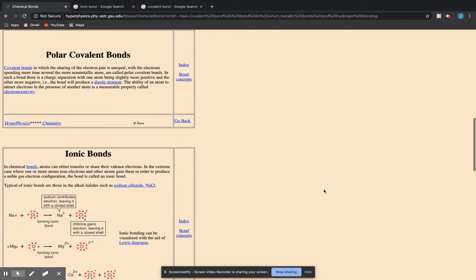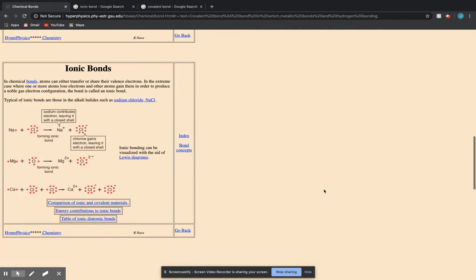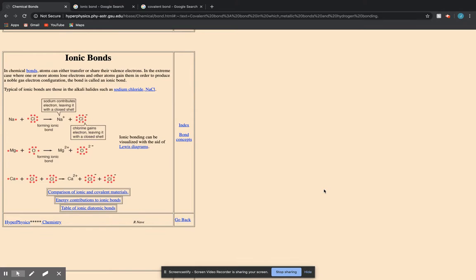Here we're going down to ionic bonds. In chemical bonds, atoms either transfer or share their valence electrons. In the extreme case where one or more atoms lose electrons and other atoms gain them in order to produce a noble gas electron configuration, the bond is called an ionic bond. Typical of ionic bonds are those in alkali halides such as sodium chloride.